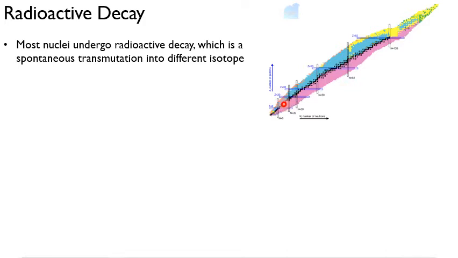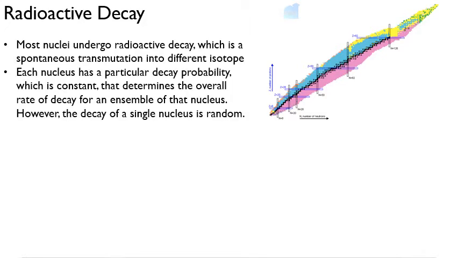It doesn't matter exactly what the colors mean here. The main thing to take away is the black are ones that don't undergo radioactive decay, and the colors are all the ones that do. And so most do undergo radioactive decay. And by decay, we just mean a spontaneous transmutation into a different isotope. And there's different ways that can happen.